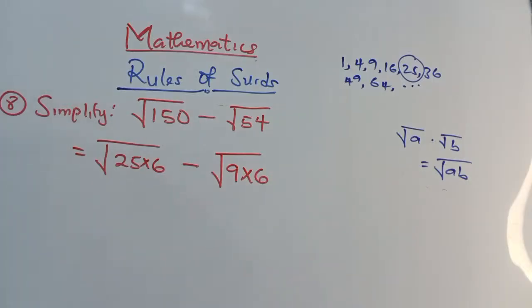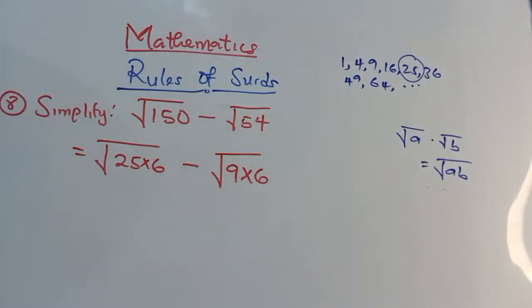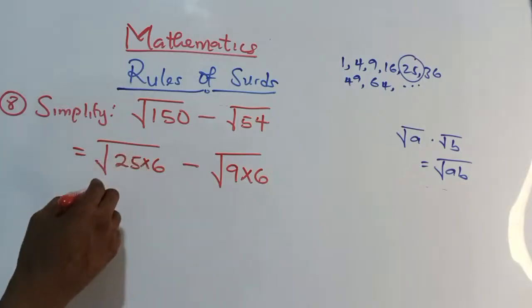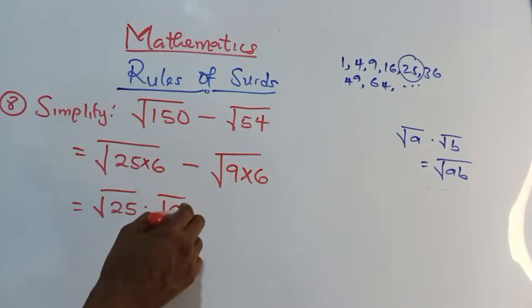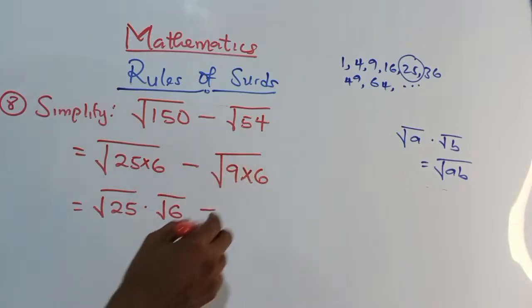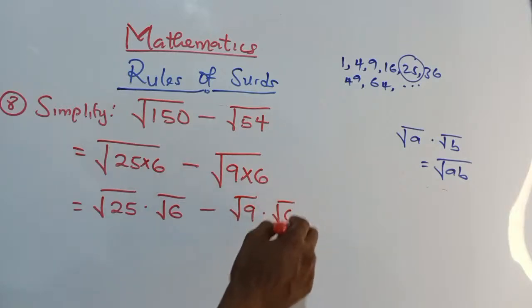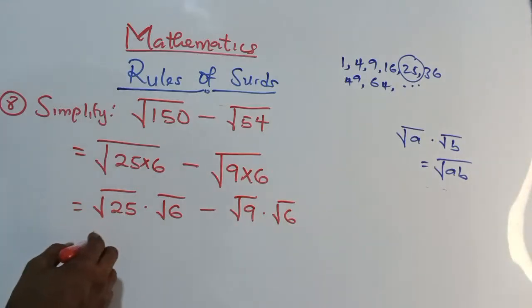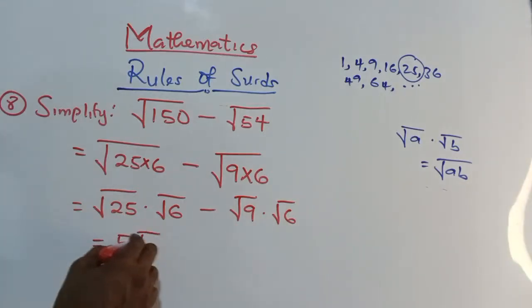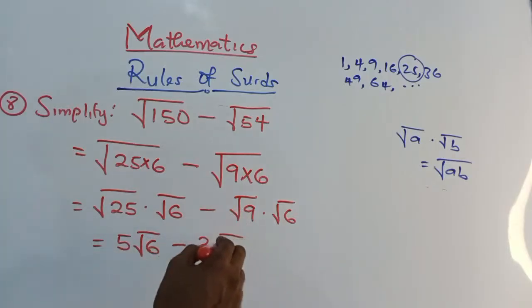All right, so we're going to apply the law that I gave us earlier. It means that this will be root 25 multiplied by root 6, minus root 9 multiplied by root 6. The square root of 25 is 5, so we have 5 root 6 minus the square root of 9, which is 3. That is 3 root 6.